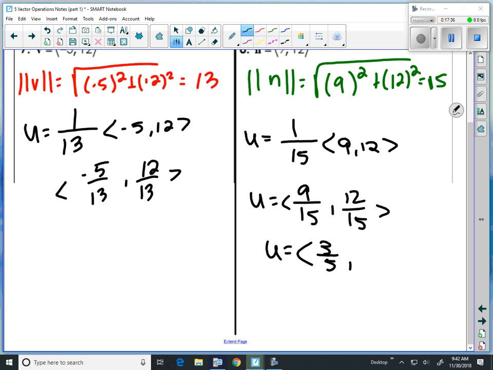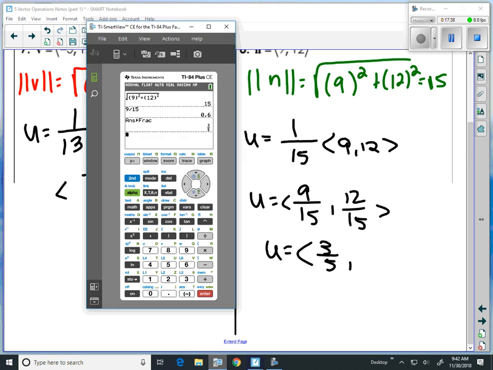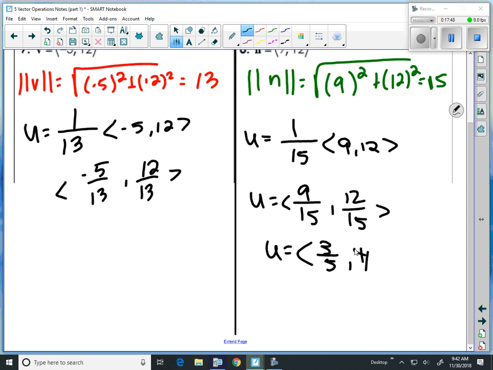So 3/5 to start. We can do the same thing for 12 over 15. 12 divided by 15. Math, enter, enter. 4 over 5. That's your final answer. Not too bad. It's a little bit of a process. The hardest part about this process is just the reducing.